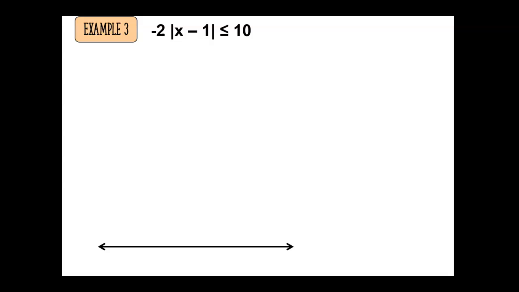All right, example 3. What do I need to get rid of first? -2 is on the left side. It's a coefficient, so I do need to get rid of it by dividing because it's being multiplied. So divide by -2 on both sides. They cancel, so I get absolute value x minus 1.